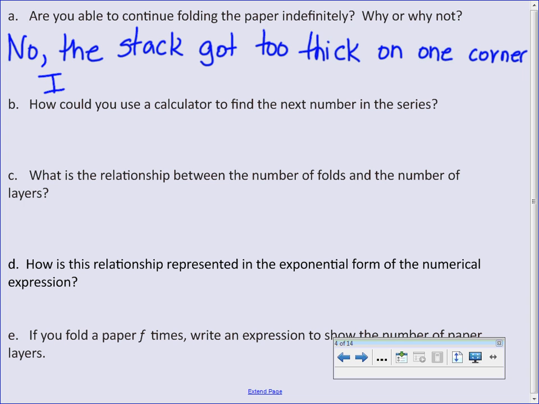Because they kept doubling. Hopefully you're taking notes, not playing with the paper anymore. So could we use a calculator to find the next one? Because we can't fold the paper anymore. It's physically not possible. But if we wanted to fold it again, we could still find the answer with a calculator by doing what?